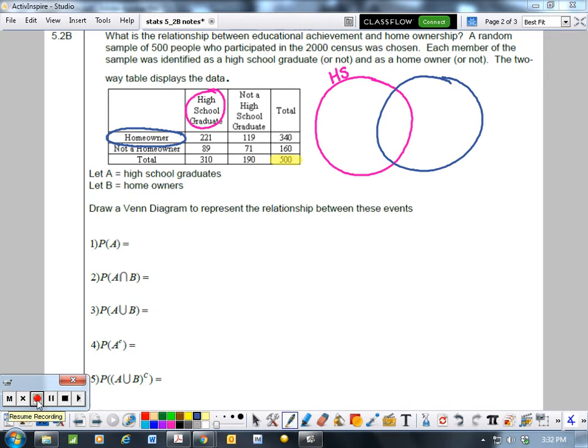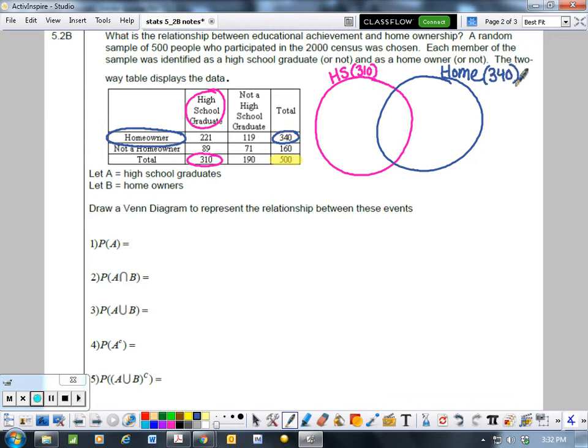Okay, so my homeowners is in blue. And now this is something that I tend to do just kind of for myself. So my total high school graduates is 310. And I like writing that there so I don't have to add it later on. And my total homeowners is 340.